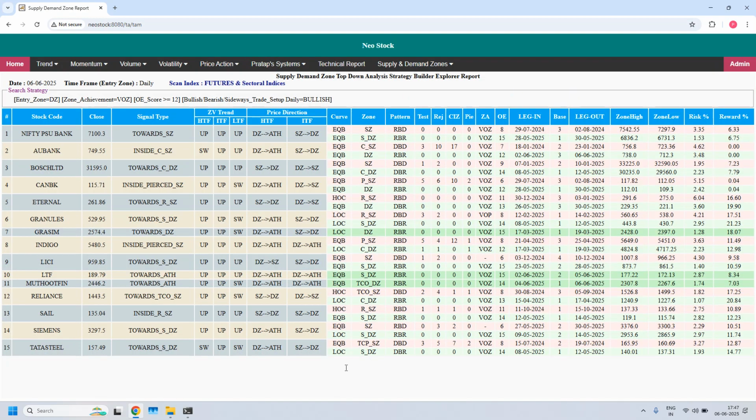Let's filter. We got 15 stocks supporting bullish trade setup for monthly income trade. And entry time frame zones are these daily demand zones. We got 15 daily demand zones for bullish trade setup for monthly income trade. But out of these 15, how many have a higher probability of success? That we will filter based on the zone confluence.